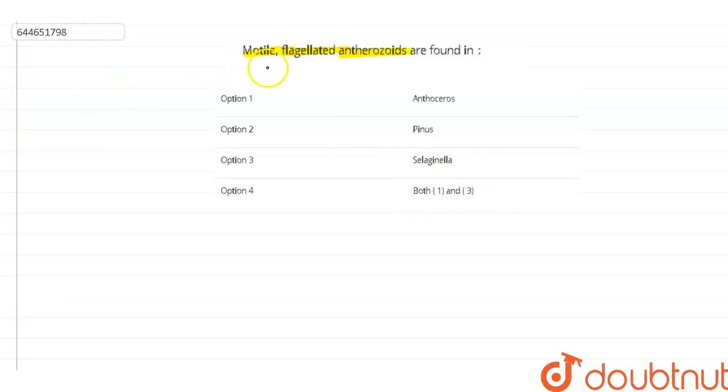So if you talk about this motile flagellated antherozoid, what is this? It's a haploid structure which is found in the male gamete, which is a spermatozoid, in the antheridium, and it is basically found in the bryophytes.